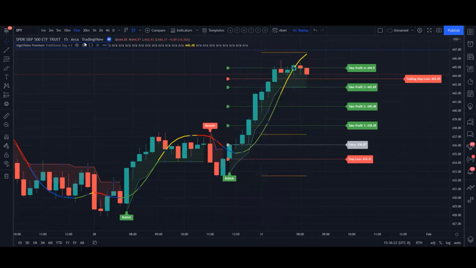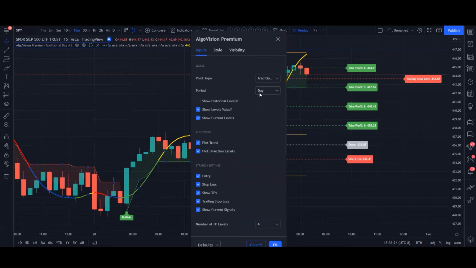Another thing that you can do is go back into the settings and you can change the period for which the pivot points are showing. Say if you wanted to see the weekly pivot or the monthly pivot or even the yearly pivot, you can do so by selecting one of these tabs, and those pivot levels will show directly on your screen.